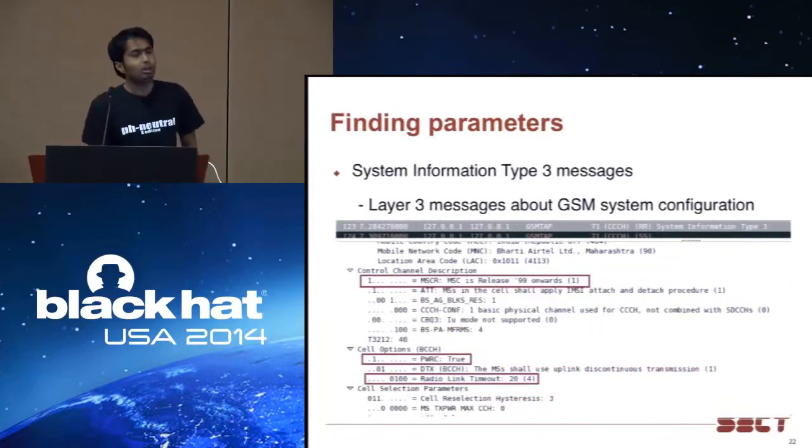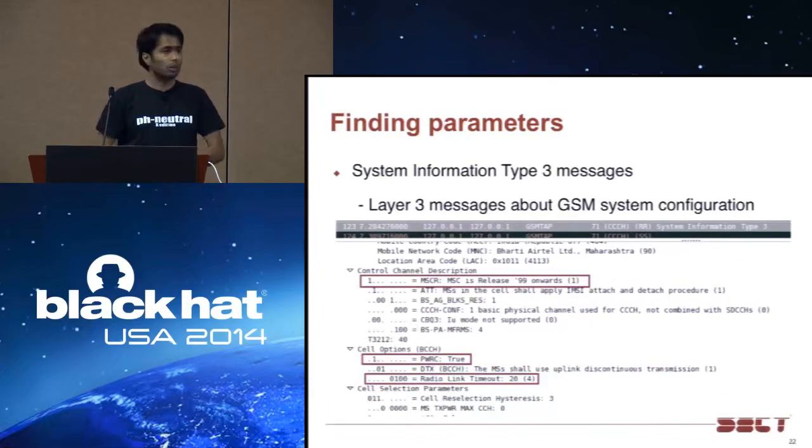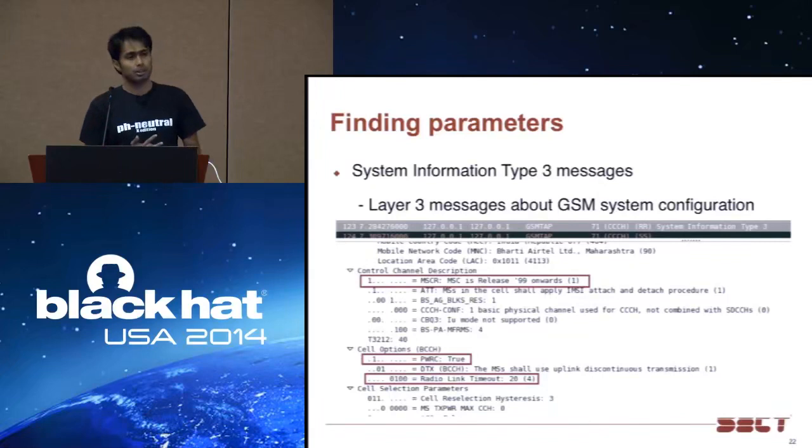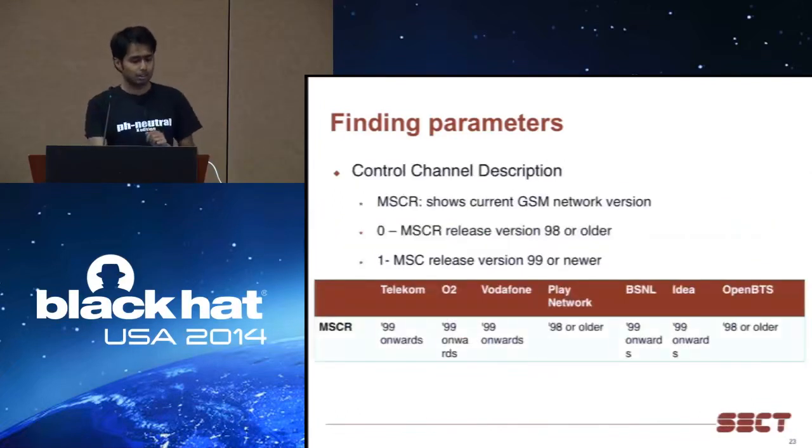When we look at the logs from our app, one thing we saw that was pretty interesting is called System Information Type 3 messages. These are the layer 3 messages sent by your base station to the mobile phone, which tell what the current configuration of the GSM base station is. Every operator sends these, this is the standard. Every mobile phone sees this message.